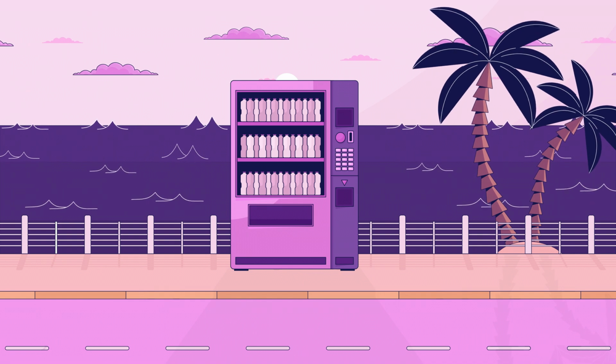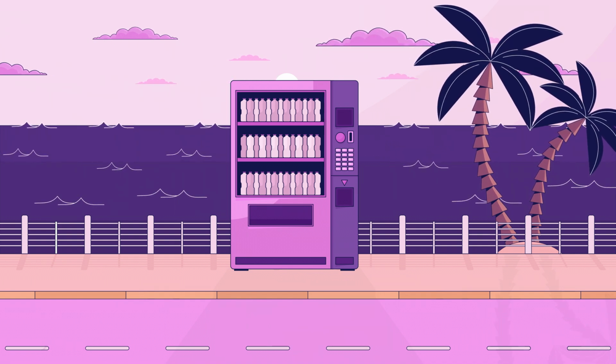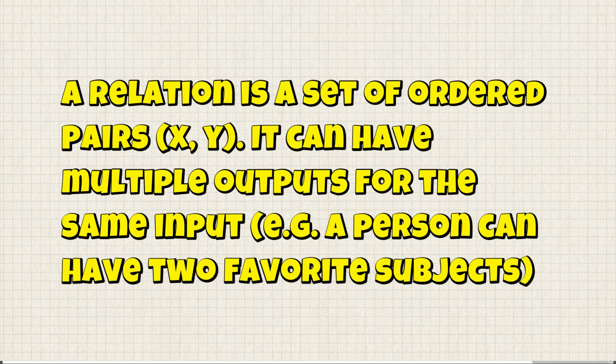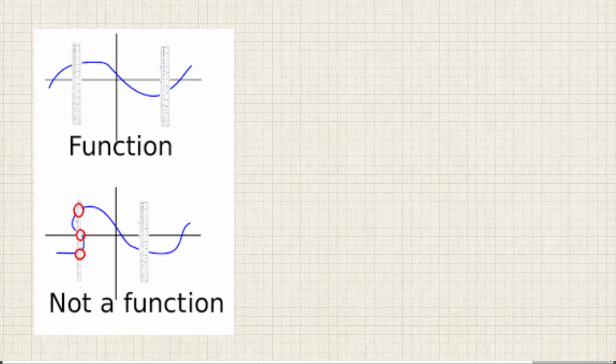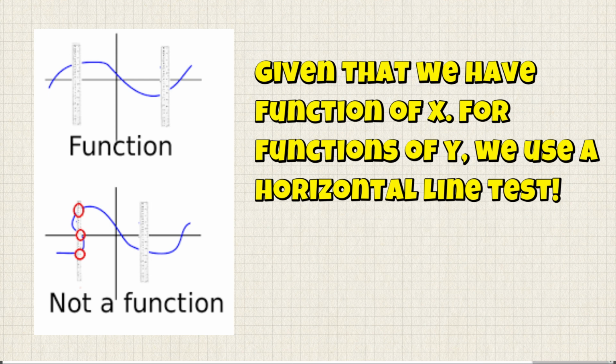Think of it like a vending machine where you press a certain button and you always get the same snack. So it is different from relations, because a relation is just a set of ordered pairs like x, y. It can have multiple outputs for the same input. A function is a special kind of relation. For every input x, there must be only one output y. To check if a relation is a function, you can use the vertical line test on the graph. If a vertical line touches the graph more than once, then it's not a function.